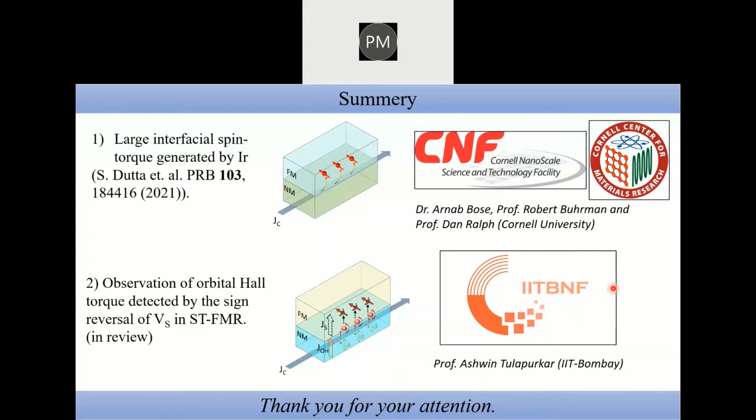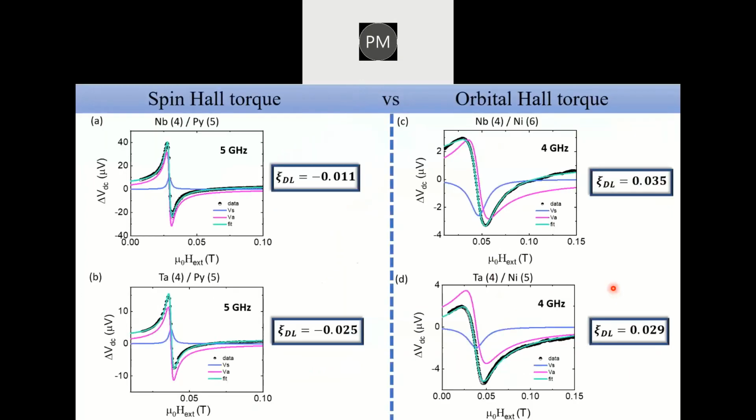Yes, it's a very interesting talk, Sutapa, and it's really nice to see these results. I was wondering, this sign change that you have seen, what is the difference between permalloy and nickel? Because permalloy also contains nickel. Why has the sign changed here?